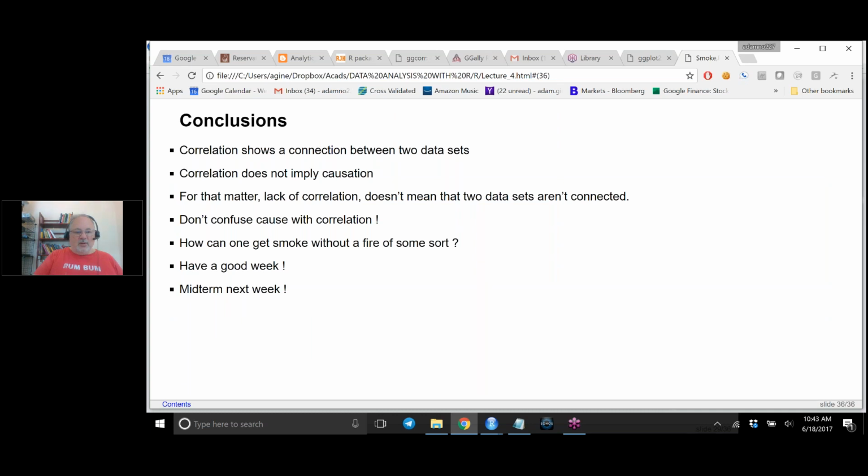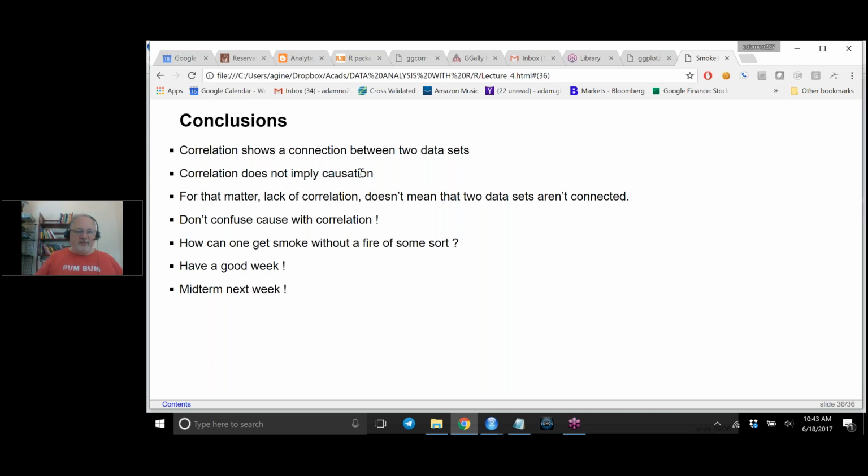All right, so what do we discuss today? Correlation is a way of showing some connection between two data sets. It's not a perfect way, but it's a very good way, and it should be one of the first ways you should look at. Correlation does not imply causation. It just implies a hidden factor. It implies that there's some connection, but we don't know if it's causal.